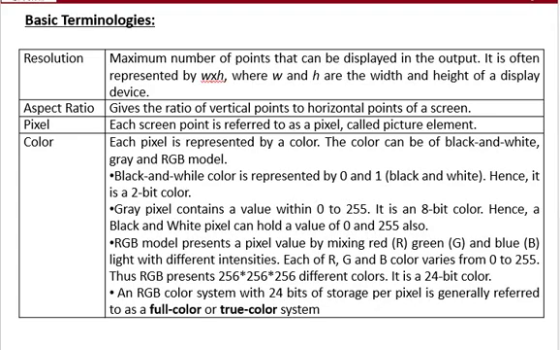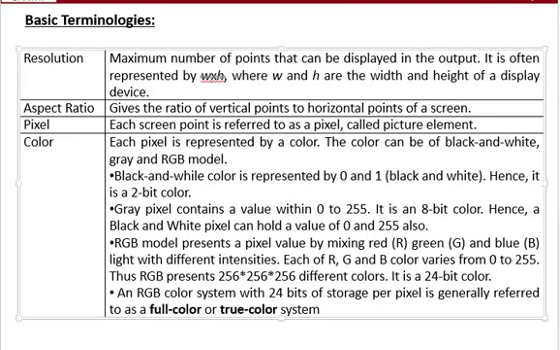First one is the resolution. Resolution means the multiplication of width and height. The maximum number of points that can be displayed in the output. It is represented by W into H. Here, W is the width and H is the height of the display device. Now, aspect ratio gives the ratio of the vertical points to the horizontal points is known as the aspect ratio.